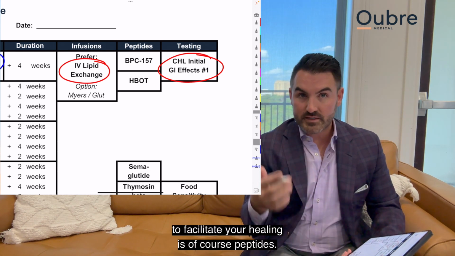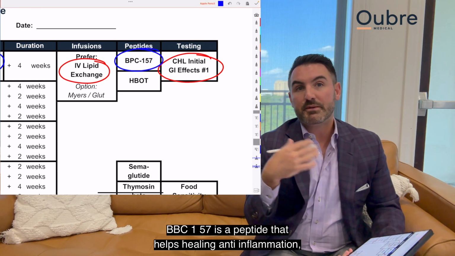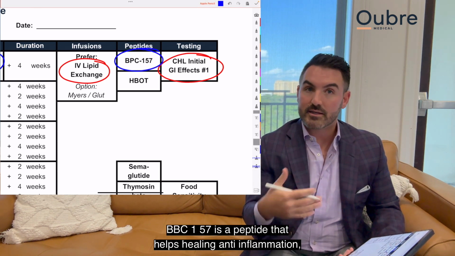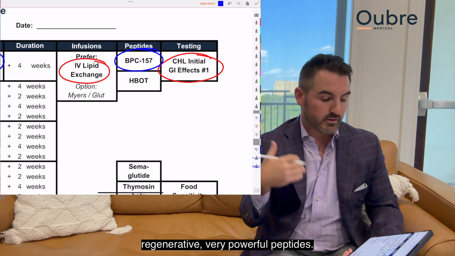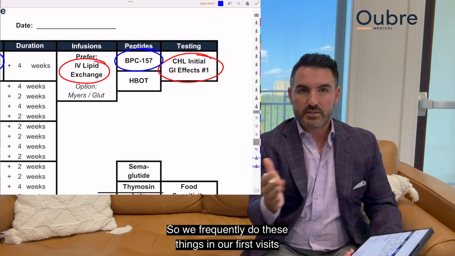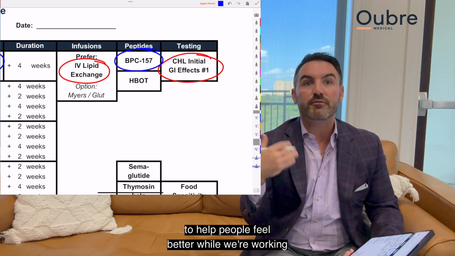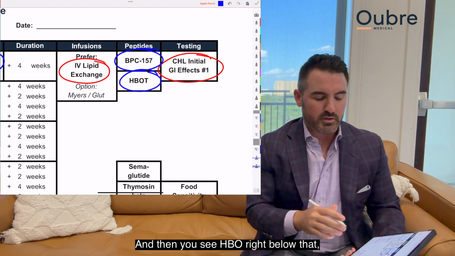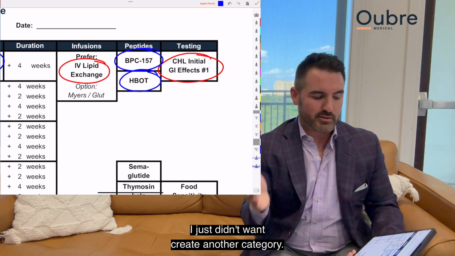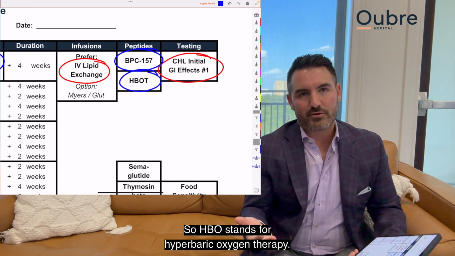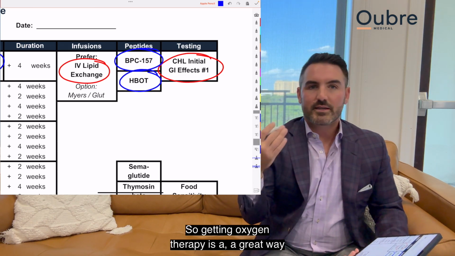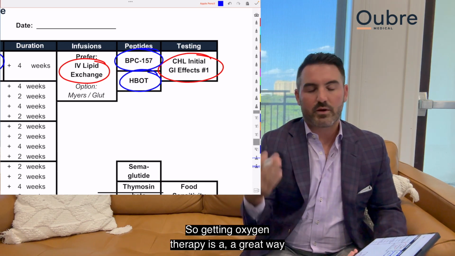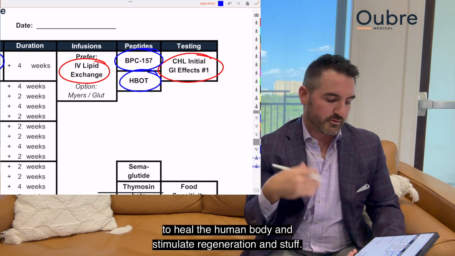Other things that you can do to facilitate your healing are, of course, peptides. BPC-157 is a peptide that helps healing, anti-inflammation, regenerative, very powerful peptide. So we frequently do these things in our first visits to help people feel better while we're working on those root causes. And then you see HBOT right below that, which is not a peptide. I just didn't want to create another category. HBOT stands for hyperbaric oxygen therapy. Getting oxygen therapy is a great way to heal the human body and stimulate regeneration.